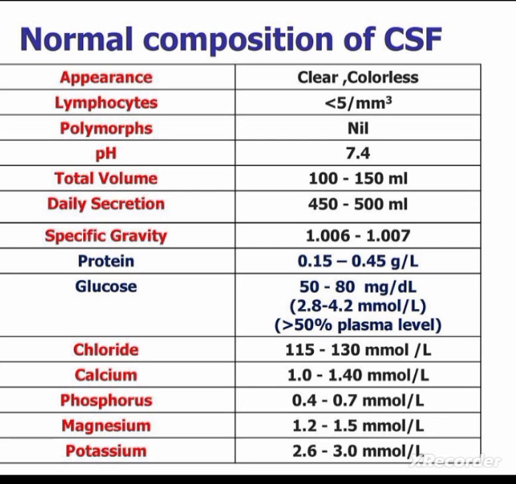The glucose value of CSF is 50 to 80 mg per dl. Otherwise we can say 2.8 to 4 millimole per liter. The chloride value of CSF is 115 to 130 millimole per liter.